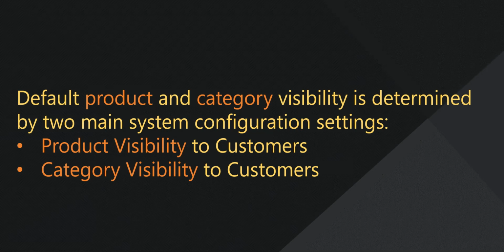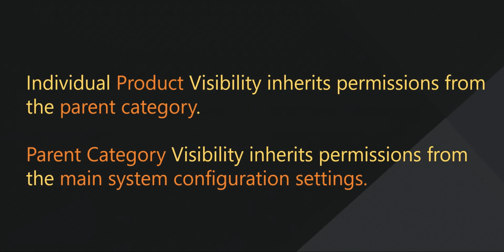Default product visibility is determined by two main configuration settings: product visibility to customers and category visibility to customers. Individual product visibility is set to inherit permissions from the parent category, and parent category visibility is set to inherit permissions from the main system configuration. This means if the parent category is set to visible, then products and subcategories are visible as well.